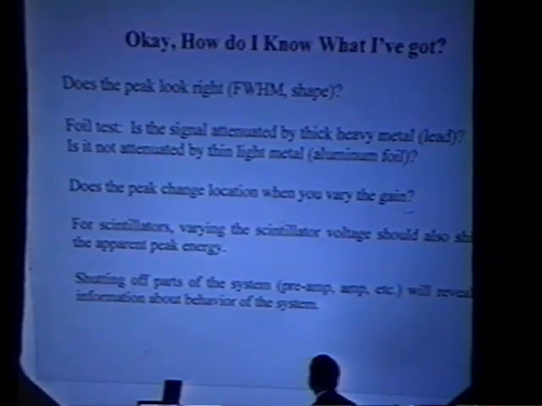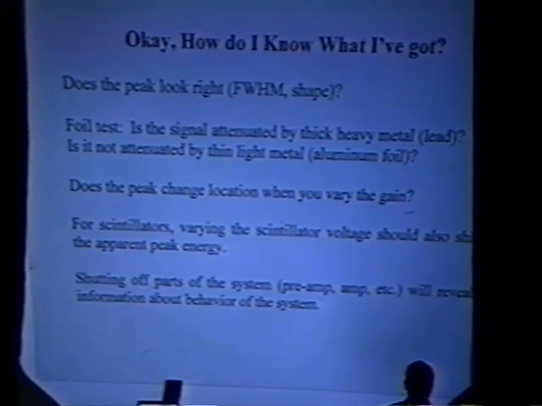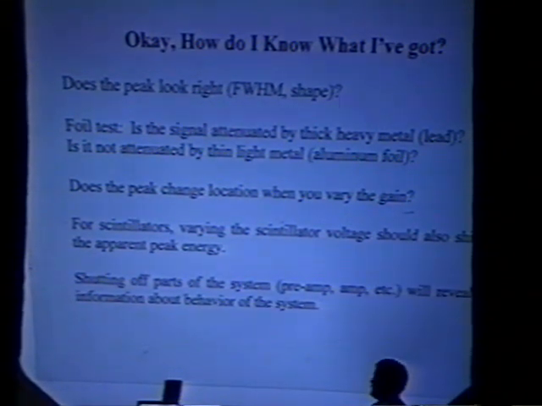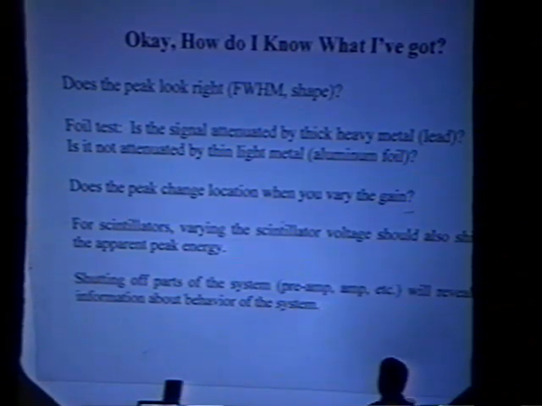Okay, so what do you do? Let me try to give some practical advice as to what you can do if you have a result that looks like a positive result. How do you know if you've got the real thing or not? Well, the first test is to just look at it and decide, does it look right? If you measure the full width half maximum of the peak, is it the right value for the detector that you have?